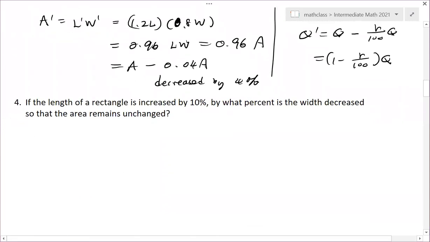Here's the next problem. If the length of the rectangle is increased by 10%, now this time I want to know by what percent the width is decreased so that the area remains unchanged. If the width decreased by 10%, the area will be decreased. That's what we got from the above problem. So the width shouldn't be decreased by 10%, maybe a little bit less, so we can keep the area unchanged. Can you solve this problem?